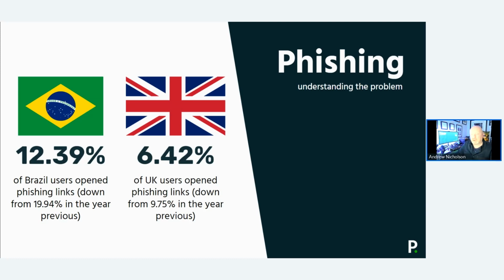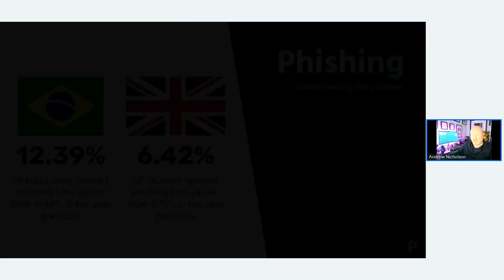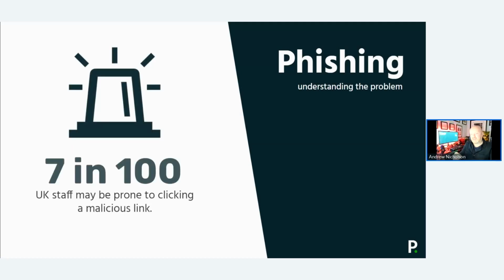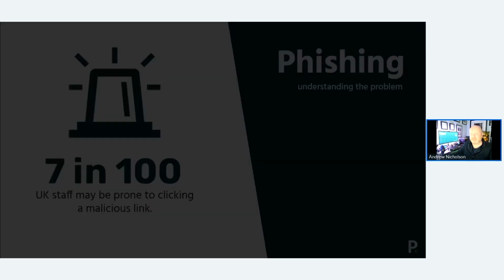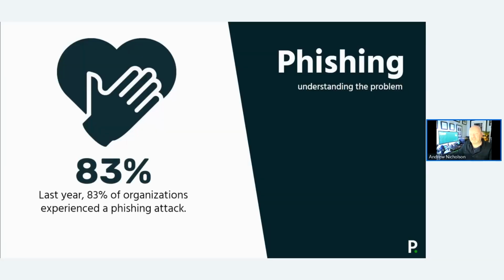So not too high, right? Well, to put this in context, this means that for every 100 staff using your enterprise systems, nearly 7 of these may be prone to clicking a malicious link. So phishing continues to be a danger.